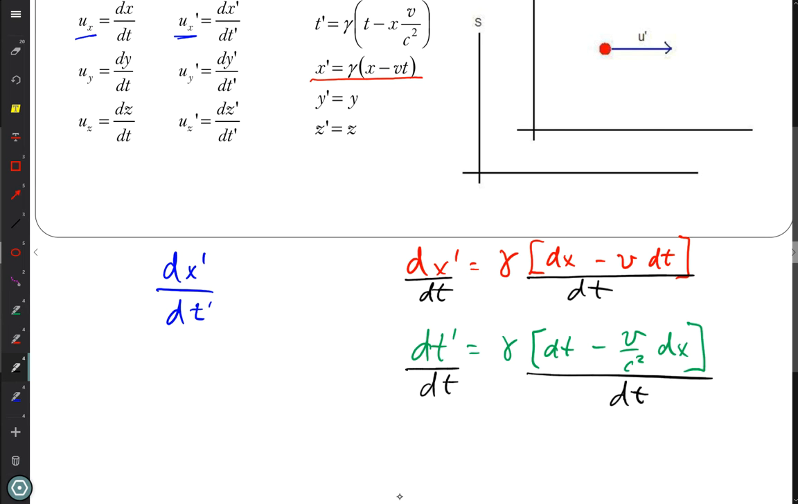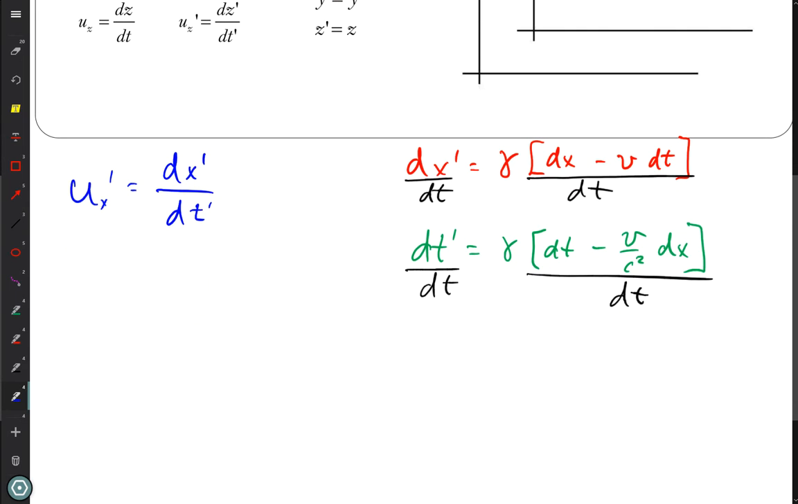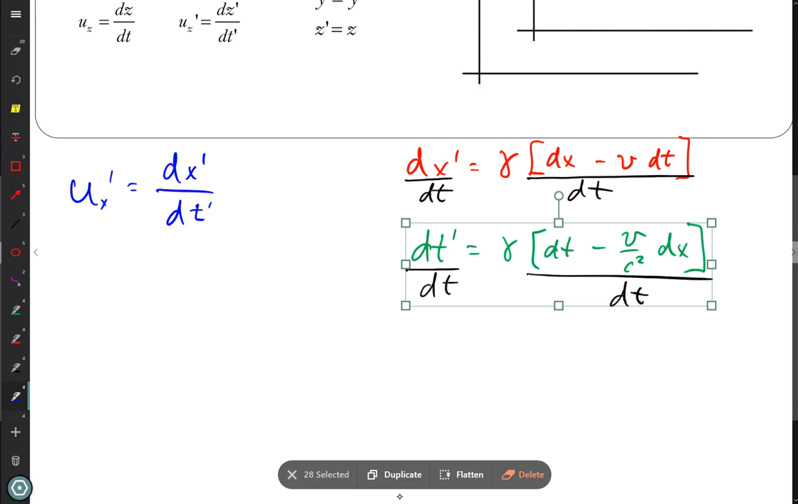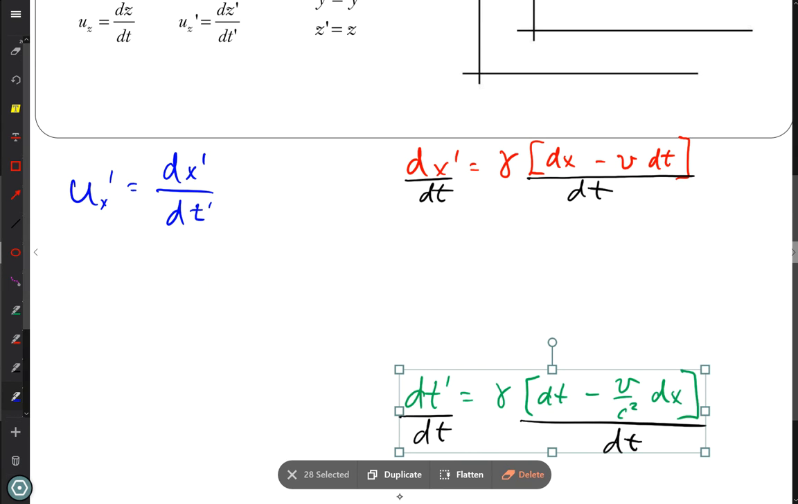Now, of course, derivatives are not truly fractions, but yet we always treat them like that. And so it's totally legitimate to say that taking that upper one, dx prime over dt, and dividing by the lower one, dt prime over dt, will give me my u x prime, which I should have written out here, which is dx prime over dt. Now, when I substitute this in, it's not difficult. So let me give myself some space. Okay, the gamma is still there. dx over dt minus v dt over dt.